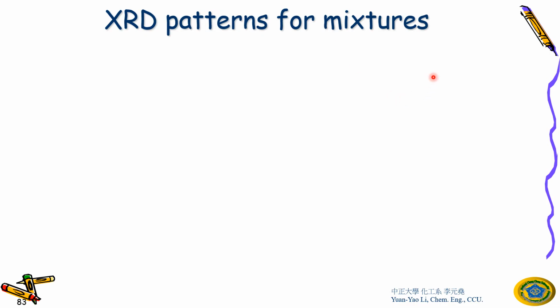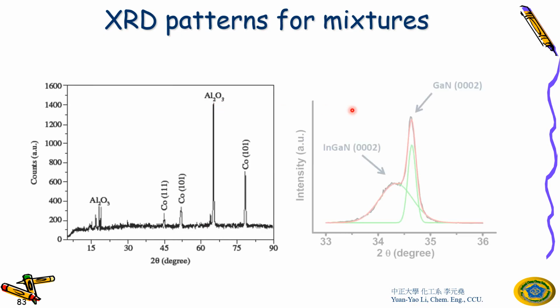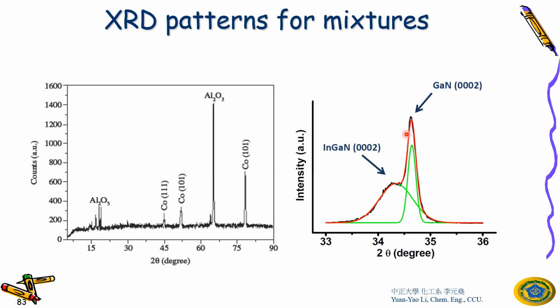Okay. So this is another example of the patterns of mixtures. You get a pattern and you can identify this peak is copper 101, this is copper 111, this is aluminum oxide. Another example is this one. This is gallium nitride. This is indium gallium nitride. So this peak is a combination of the gallium nitride and indium gallium nitride.